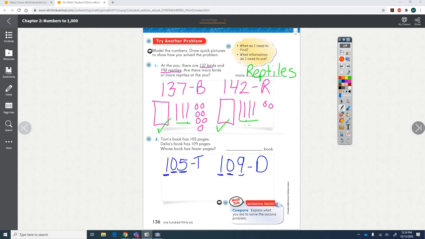This one has 5 and this one has 9. And this time we're looking for fewer. Fewer means little or smaller. So which one of these is smaller? Would it be the one with 5 or the one with 9?